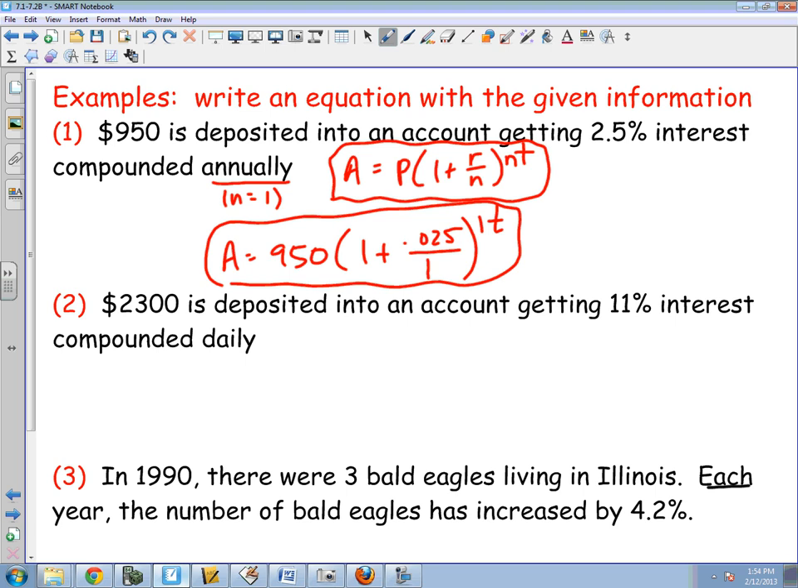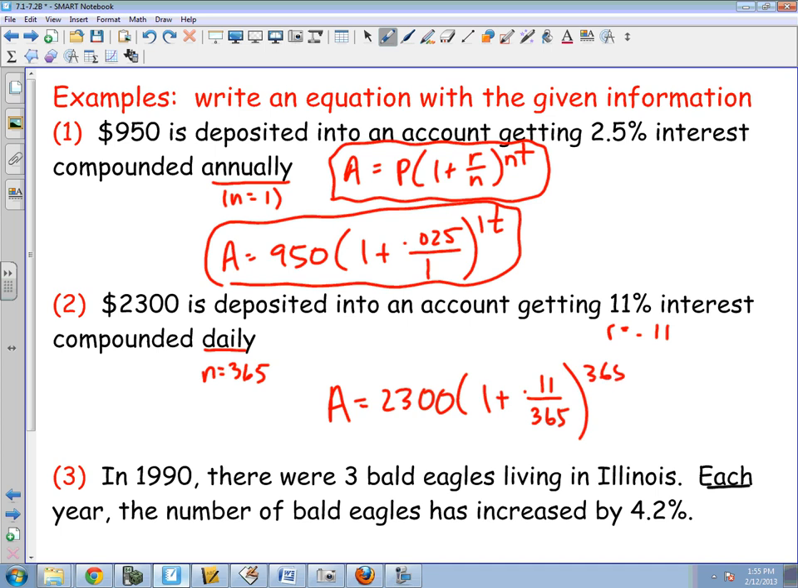All right, next one. $2,300 deposited into an account getting 11% compounded daily. Well, that just told me N is 365. The rate being 11% tells me R is 0.11. So then I just go straight into the formula and I do this. 2,300 times 1 plus 0.11 over 365 to the 365t power. Once again, that's the answer to number 2.